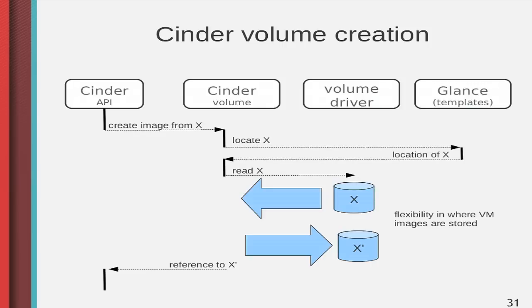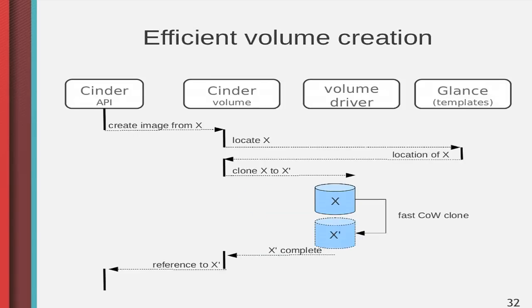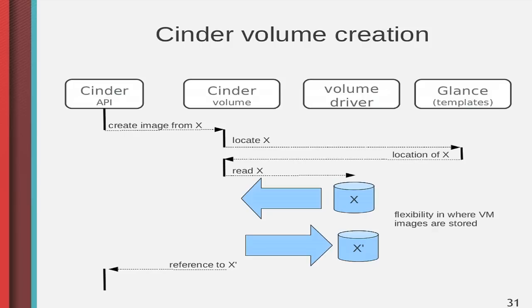There's an API call added to create a volume from an image. And if Glance and Cinder are both backed by Ceph, this new volume would just be a clone. So it would be an instantaneous copy with no extra space used. Whereas in the previous model, you have to copy all the data over to get anything out of a template, basically.